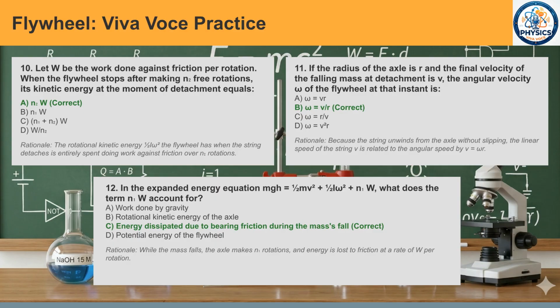When the flywheel stops after N2 free rotations, its kinetic energy at detachment equals the frictional work, N2W. The angular velocity, omega, relates to linear velocity, v, and radius, r, by the equation omega equals v over r. The term N1W in the energy equation accounts for energy dissipated by friction during the mass's fall.